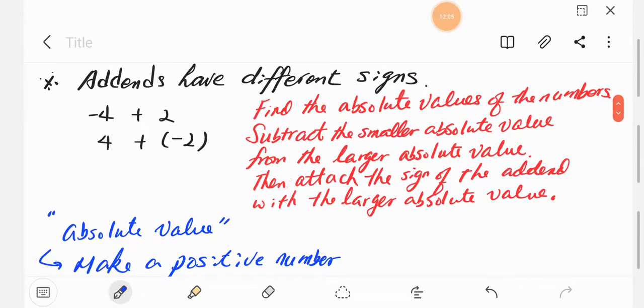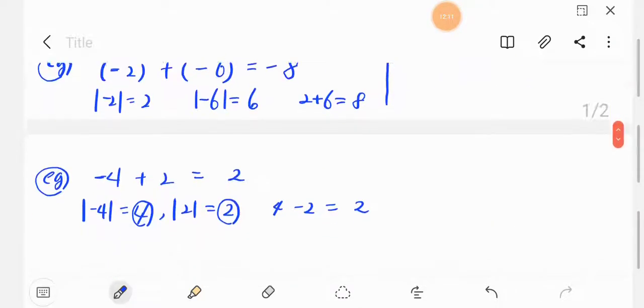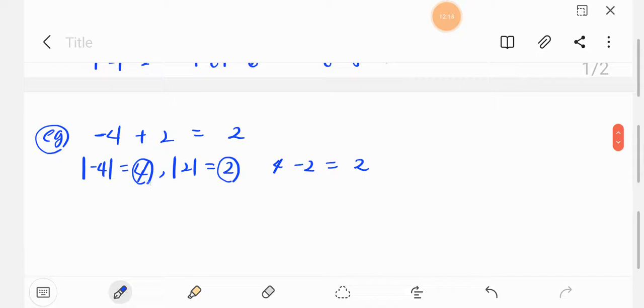So the third step is this. Then attach the sign of the addend with the larger absolute value. So from this, the larger absolute value is 4. Then what is the sign of the number that has the larger absolute value? 4 is larger than 2, and 4 comes from negative 4. So what is the sign of this number? Negative. So put the negative sign.